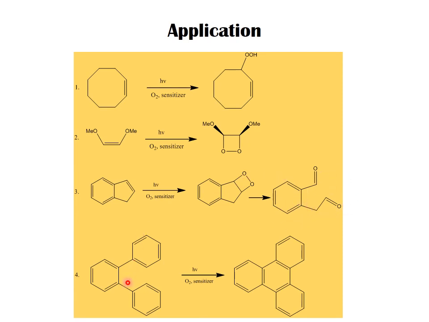And in the fourth example, this is an analogue of cis stilbene. In cis stilbene we have an alkene system, but here we have an aryl system. Like cis stilbene, this substrate will also undergo this type of reaction to produce a polycyclic compound.